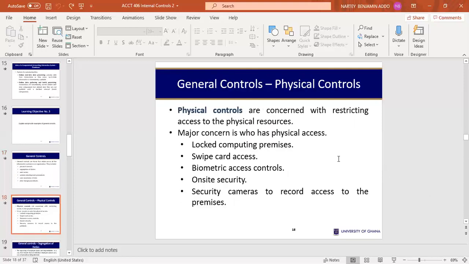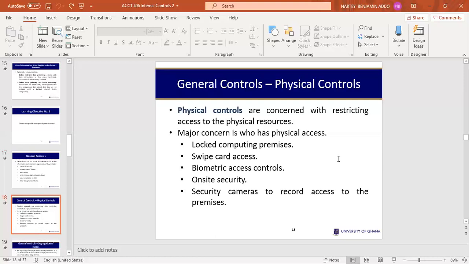Okay, so when you talk about physical controls, you see locked computing premises. Maybe your system is such that you can only protect it by locking up the premises. If somebody wants to enter and the person has access to the system, then the person can be allowed. Or you have swipe card access. These days, here in our environment, we are not far developed, but in advanced countries, keys are things of the past. We use cards, even in our homes. We swipe the card and it will open the place for us. Or we have what we call biometrics. Now, every organization is trying to adopt biometric access control. Even the church has biometric registration.